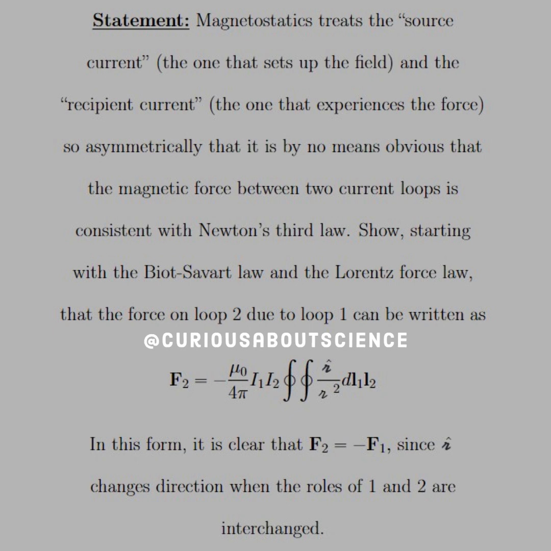Show, starting with the Biot-Savart law and the Lorentz force law, that the force on loop 2 due to loop 1 can be written as F2 equals negative mu naught over 4 pi I1 I2, the double closed integral of script r hat divided by script r squared dl1 dl2. In this form, it is clear that F2 equals negative F1, since r hat changes direction when the roles of 1 and 2 are interchanged.